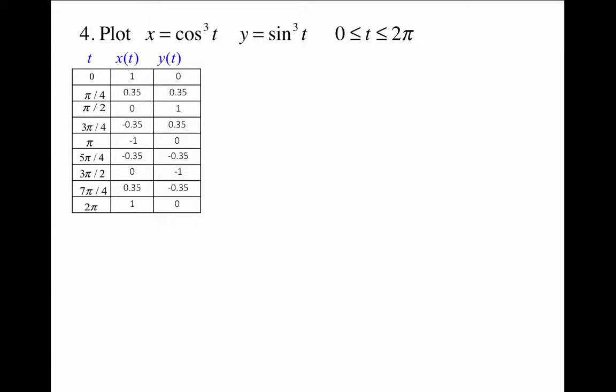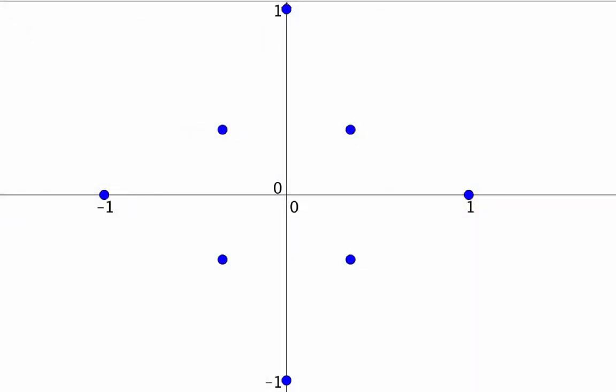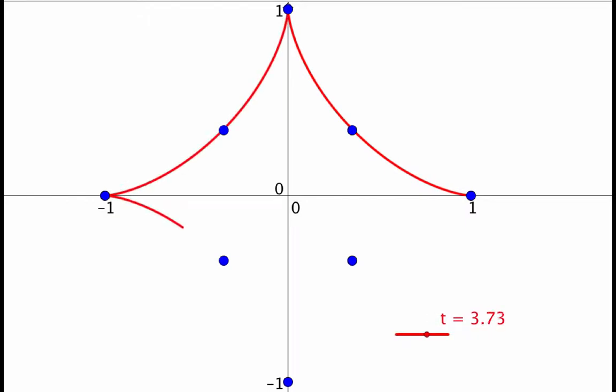As our 4th example, let's plot x equals cosine cube t and y equals sine cube t in the range of t between 0 and 2 pi. This is actually going to lead to a rather pretty figure. When these are plotted out on the x and y axes, you can see that these points are distributed in a very nice symmetrical way. Now when we connect them up, they make a very pretty figure indeed, and this is called an asteroid.